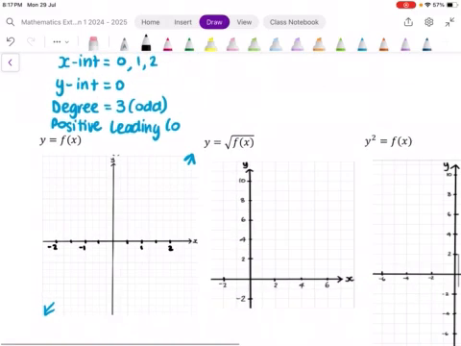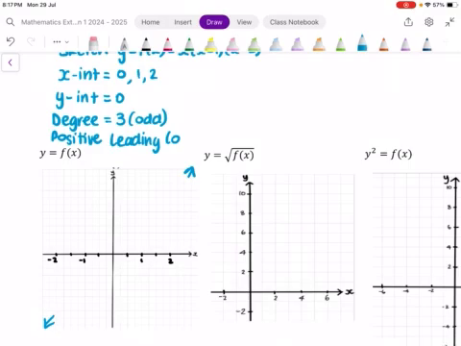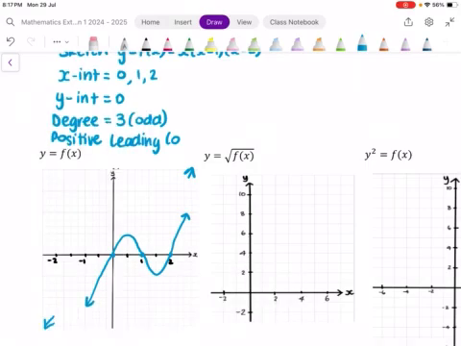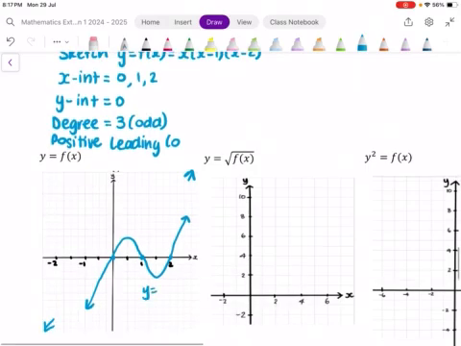Alrighty, so we are drawing our function. We have intercepts at 0, 1, and 2. We are starting down the bottom somewhere here, going up, down, and then back up. So that is a rough sketch of our function y equals f(x).